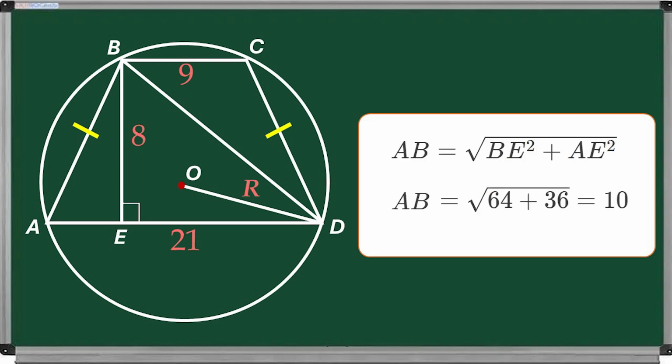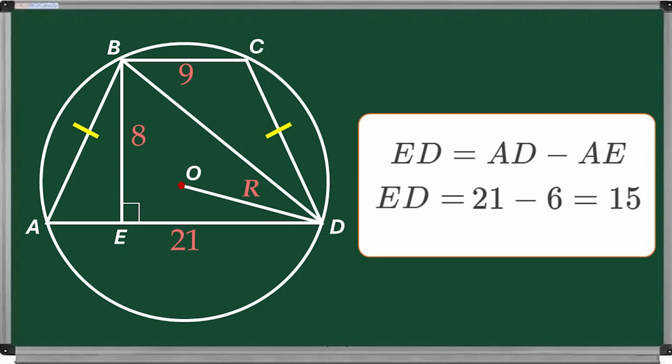Now we will find the length of the non-parallel side AB. This is one of the 3 sides of triangle ABD that we need for our final formula. We'll use the right-angled triangle ABE and the Pythagorean theorem. We know AE is 6 and the height BE is 8. So AB is the square root of 6 squared plus 8 squared. That's the square root of 36 plus 64, which is the square root of 100. The length of AB is 10.